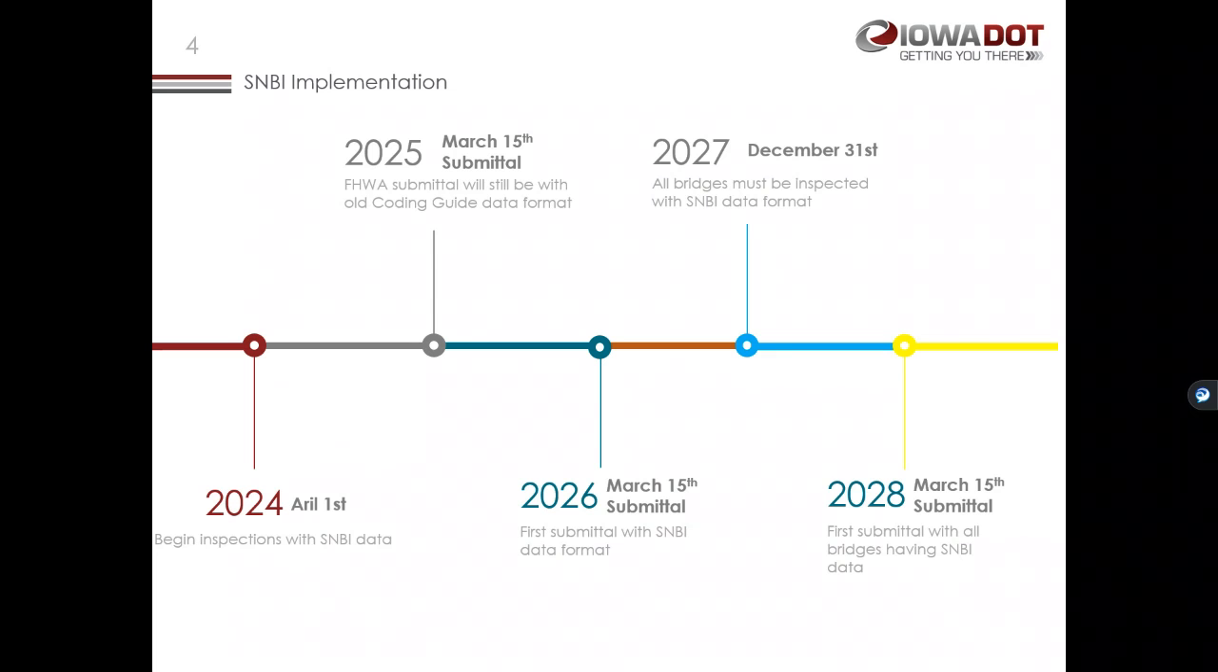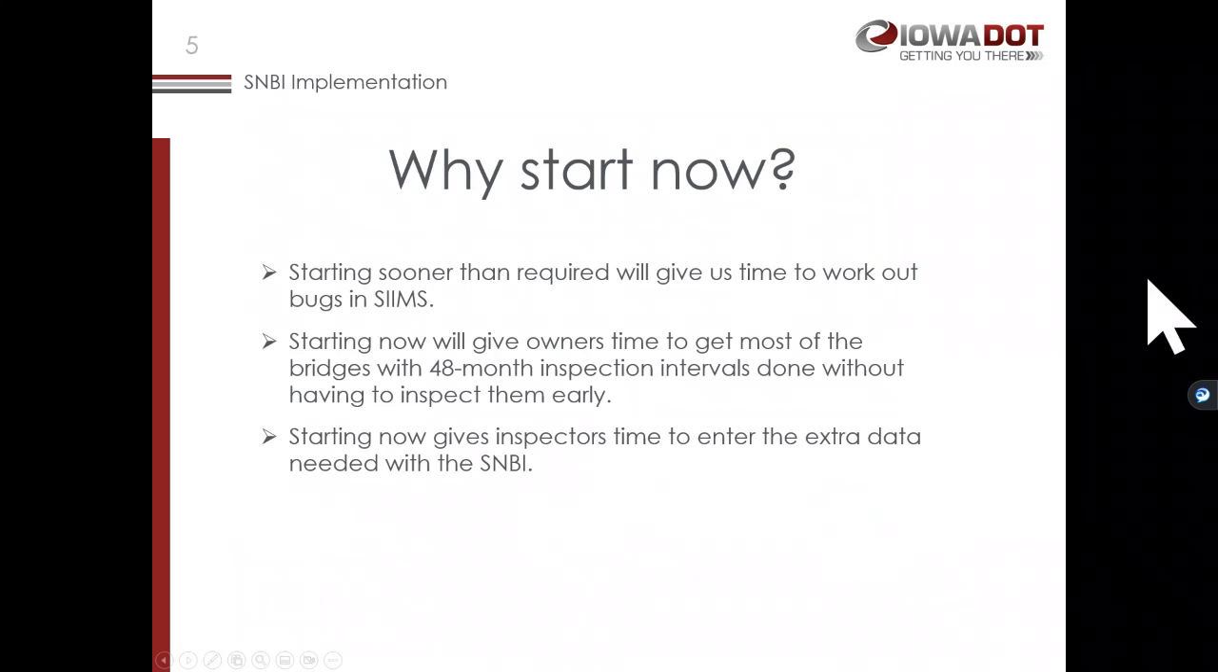So that's one of the main reasons I'm starting this early, and also to work out bugs in SIMS and get things working really well by the end of 27. If we started later than this, we may be scrambling to get things all up to date and working the way we want to. So it's just better to start early and get a head start on this, and that way everybody learns it and has a good handle on it in the next few years. So that's the basic timeline for the implementation.